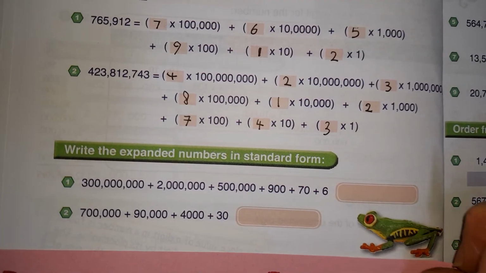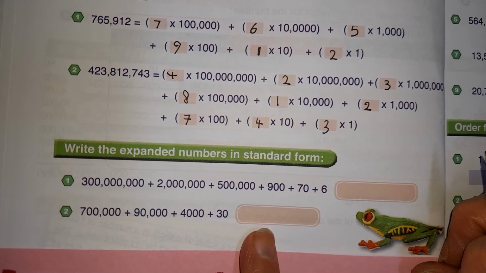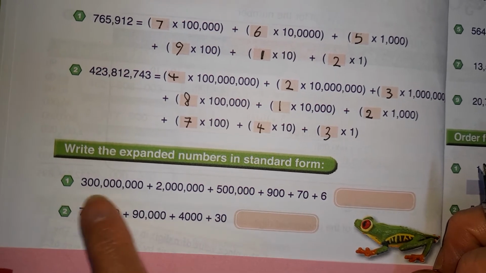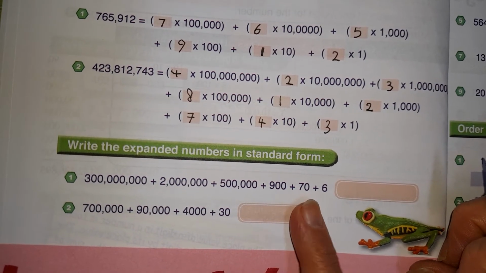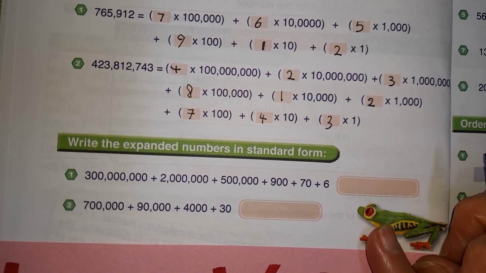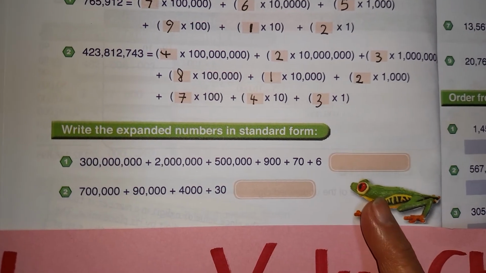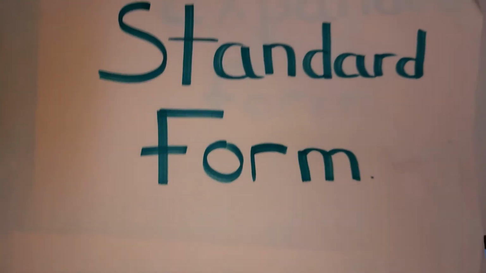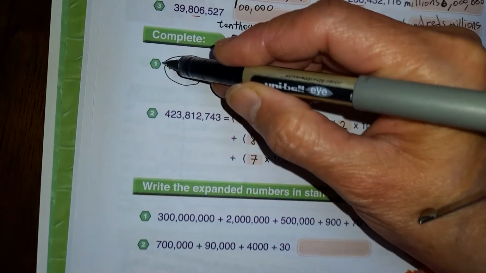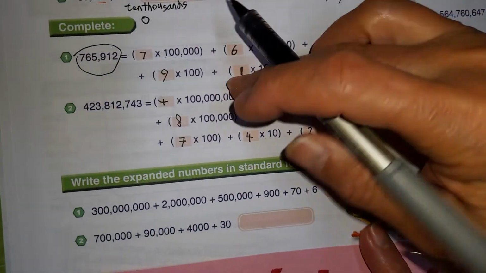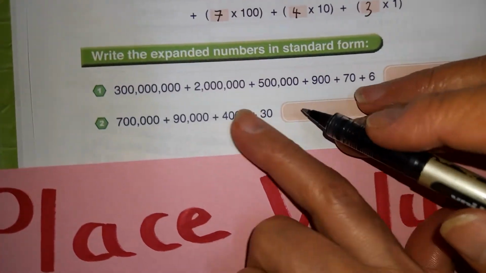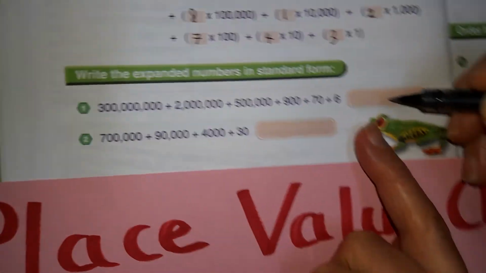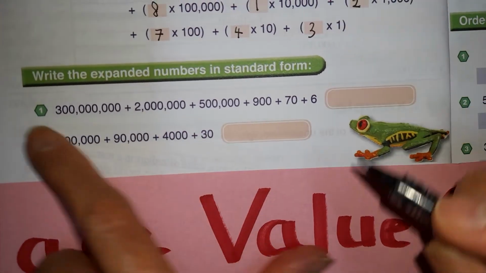Now in this question they wrote the opposite of number 1. They gave us the expanded form and they want what? The standard form. They want the standard form. This name is called the standard form. This is expanded. In this question they give us this expanded and they want the standard. We should start from here.